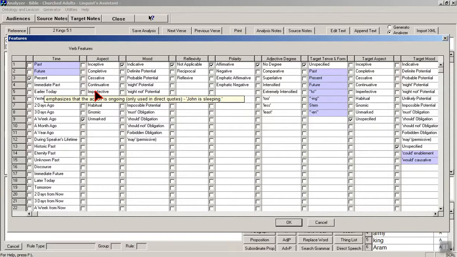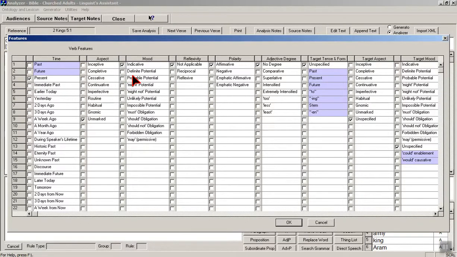Imperfective, this says it's only used in direct quotes. John is sleeping. So it's going on. It's a process that's going on. Routine means that John routinely walks to work. It's something that usually happens. Habitual, regularly walks to work. Gnomic is always true. God is love. And unmarked here means we don't have to worry about any special aspects. So unmarked is fine here.